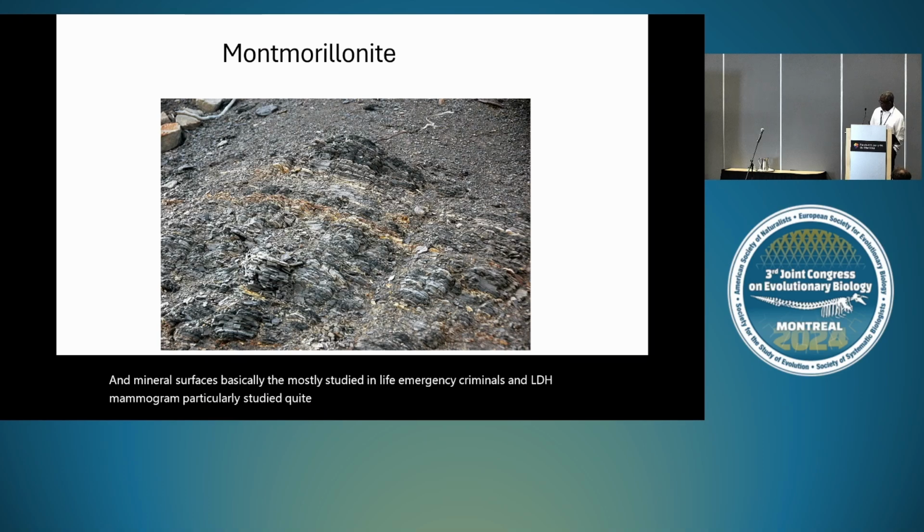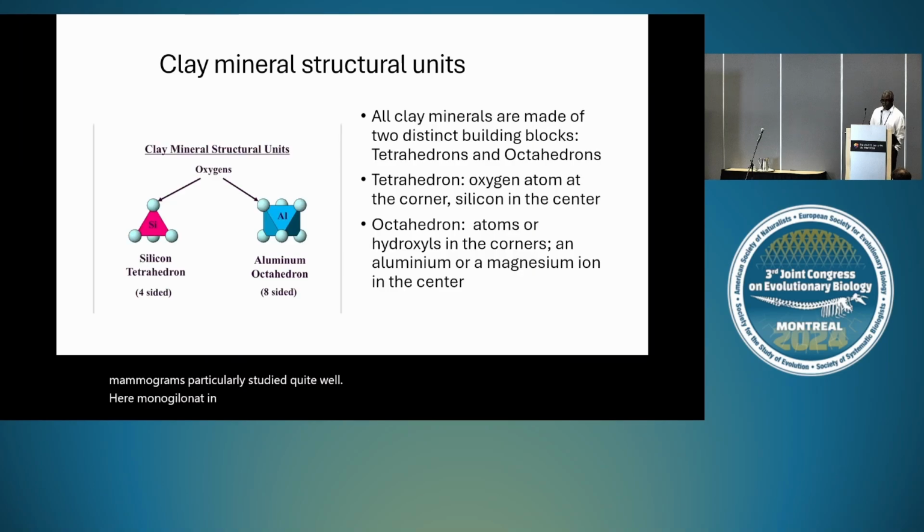Here, montmorillonite in nature. The basic structure of clay minerals is tetrahedral units. On the corners of the tetrahedron we have oxygen, and in the center we have silicon ion, quadrivalent silicon. For the octahedral sheets, we have aluminum cation in the center, or sometimes magnesium, and in the corners you have oxygen, or also hydroxyl groups.